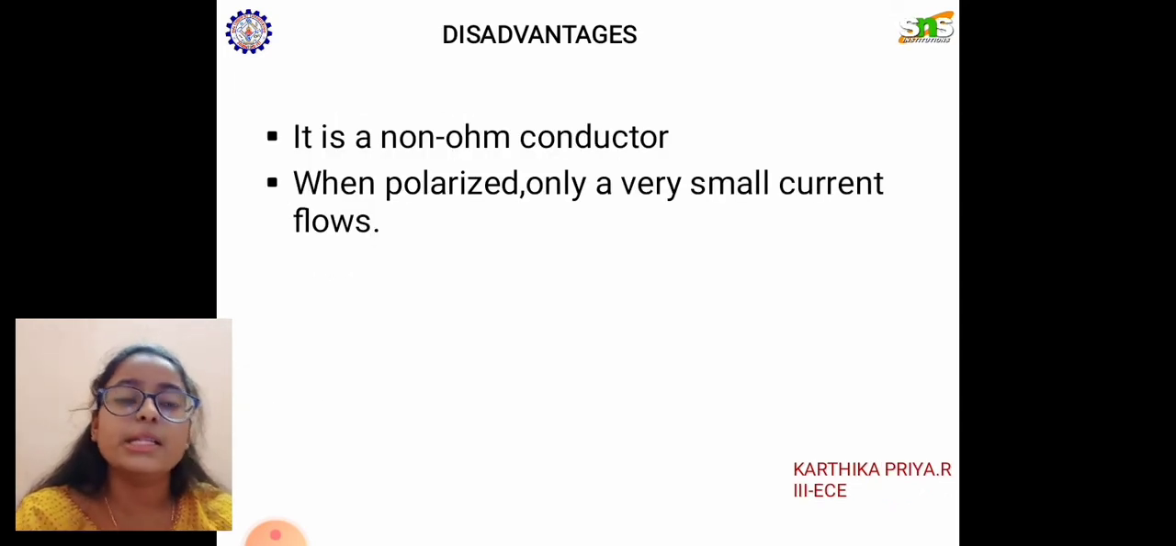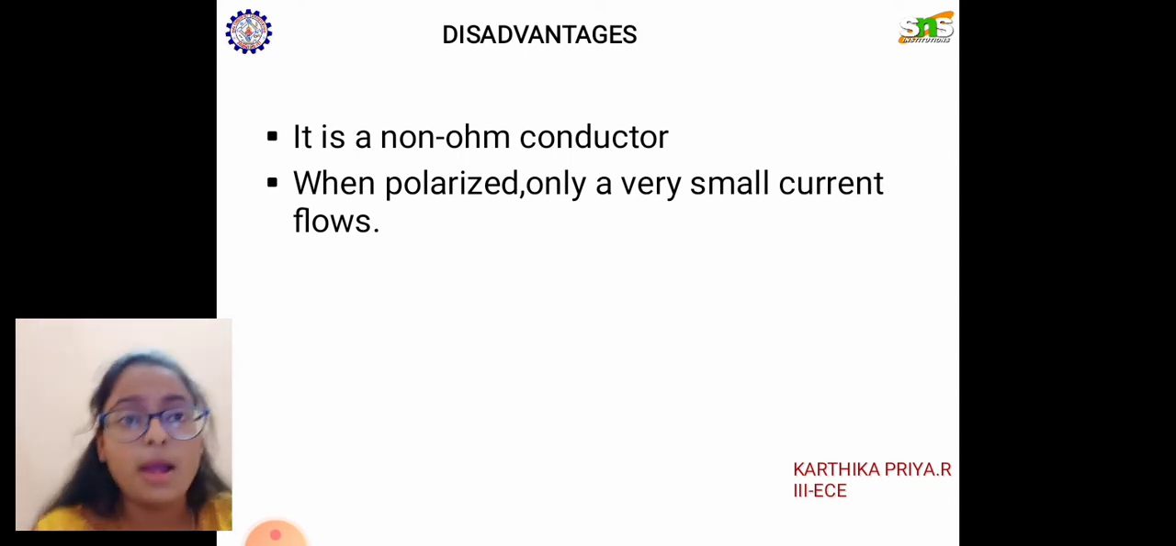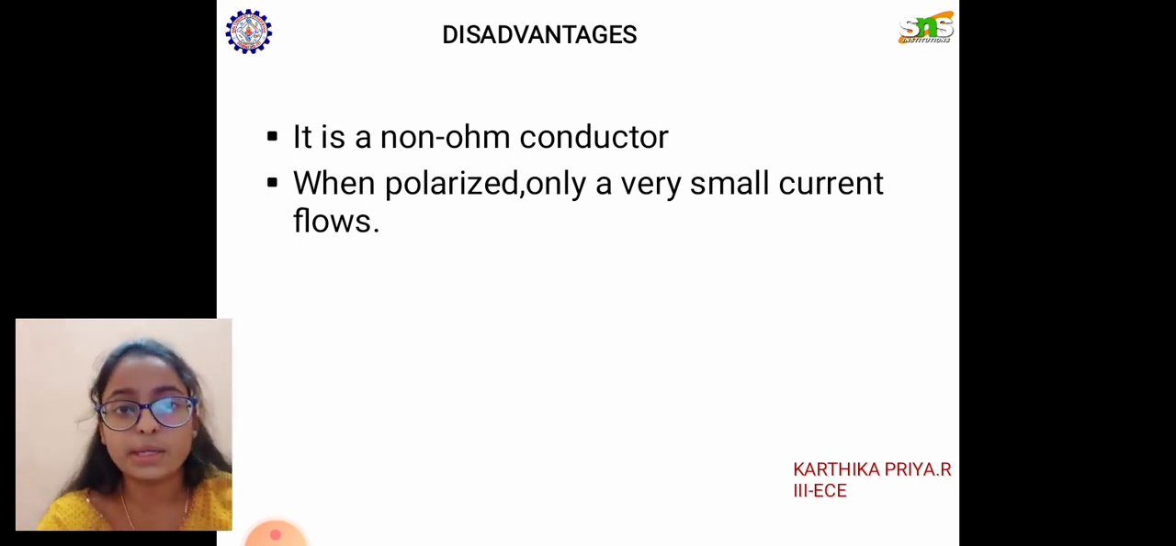The next one, disadvantages of a PN junction diode. First, it is a non-ohmic conductor. Second, when polarized, only a very small current flows.